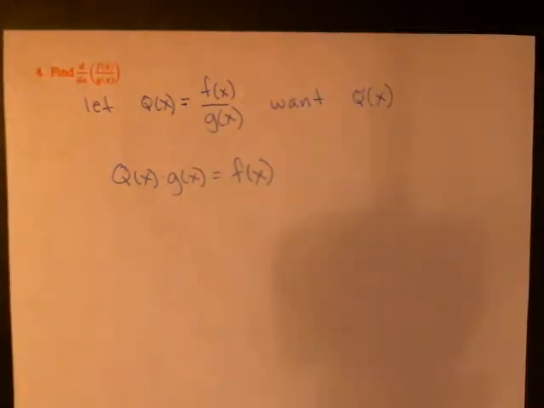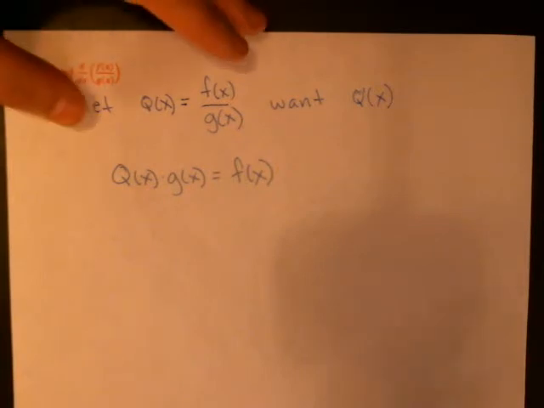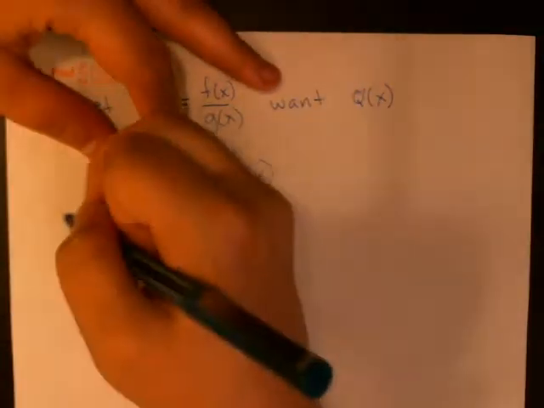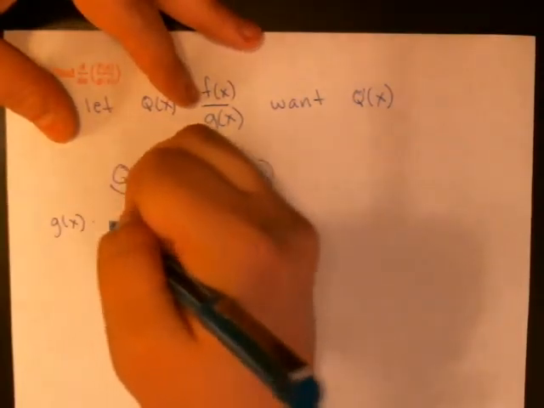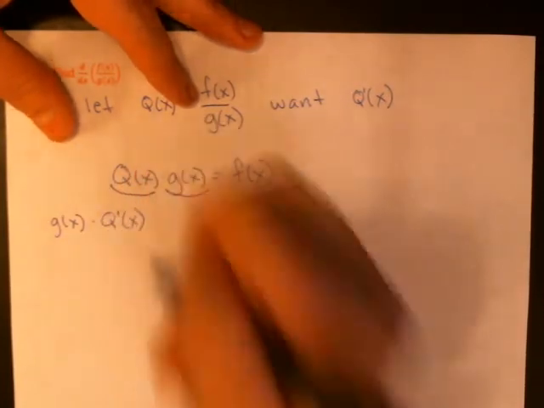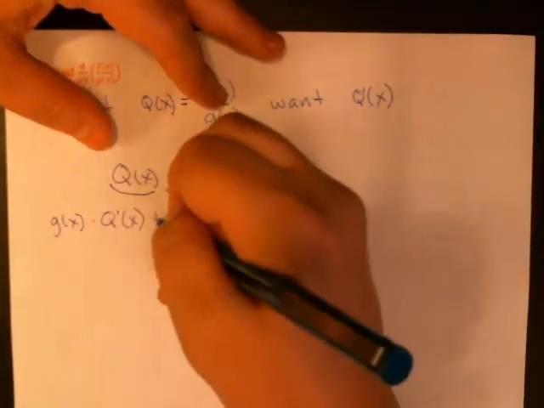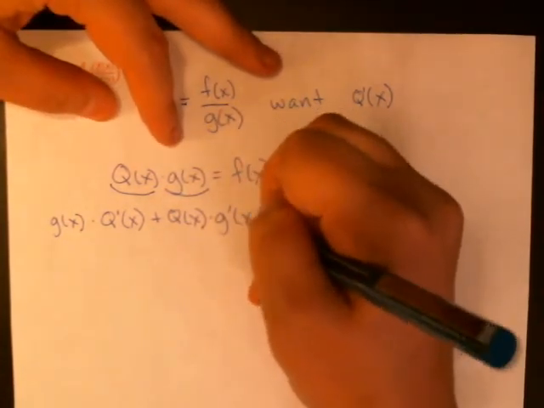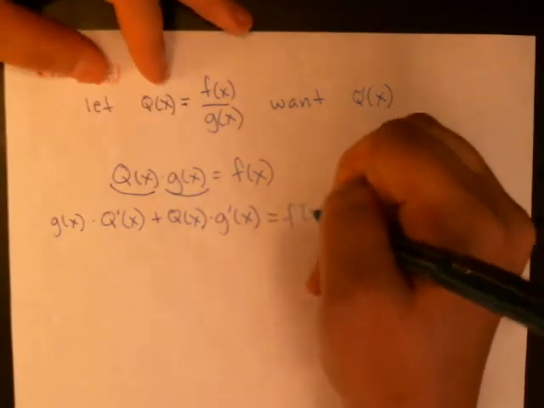And then what we're going to do is take the derivative of both sides, which I don't think we've really said that way before, but that's a very legitimate thing to do. If you have two things that are equal, you should be able to take their derivatives and they should still be equal. So here we get this cool product rule that we already know. We get the second, g of x, multiplied by the derivative of the first, q prime of x. And then we want plus the first, q of x, multiplied by the derivative of the second, g prime of x. And that's going to equal f prime.